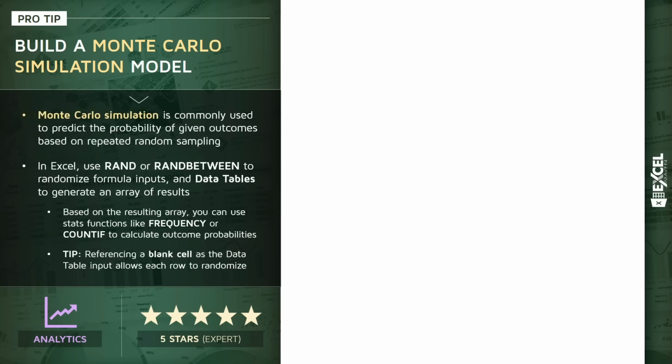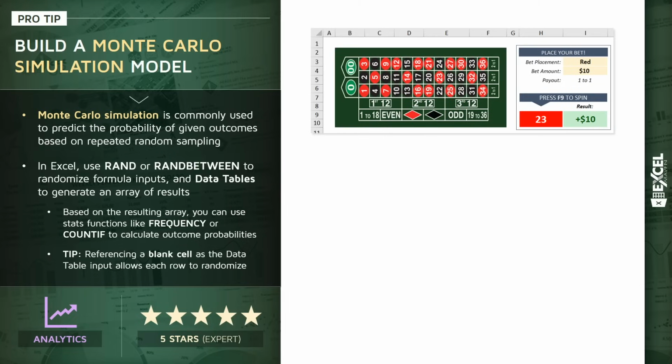Now, Monte Carlo simulation is typically used to predict the probability of some future outcome or outcomes based on repeated random sampling. In other words, we randomly simulate the same outcome over and over and over again, and then analyze the resulting array of results. So what better way to demonstrate Monte Carlo simulation than to build our own roulette simulator in Excel?